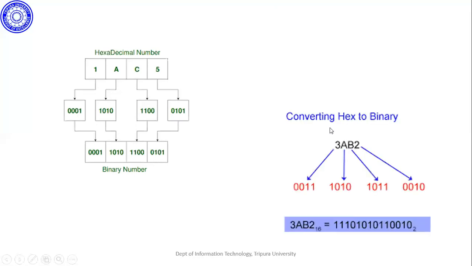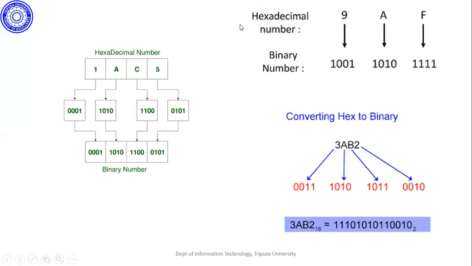Another example, 3AB2: 3, A, B, and 2 together is this. What we are actually doing is taking these digits, clubbing them together, and converting them to binary. So it's very easy to do.